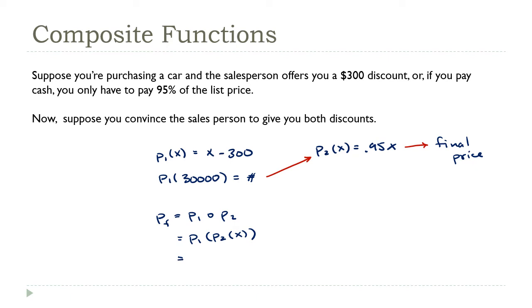P2, that is 0.95, so this is P1 of 0.95x. If we put 0.95x back up into the P1 formula, we get 0.95x minus 300, and there's our new formula. Maybe, right? Maybe. Because remember, we talked on the last slide, when you're doing function composition, I said from a practical perspective, the order you do the composition matters.